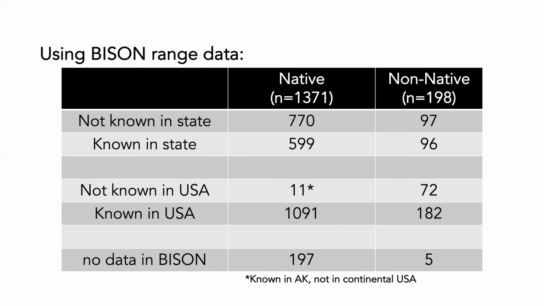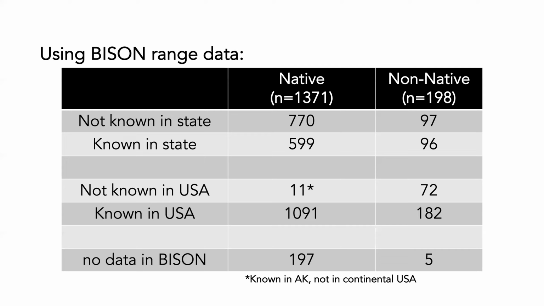Of those nearly 1,400 occurrences, 770 of them were not known to have been in the state. There is no state record in the Bison database. It doesn't necessarily mean it's an old-fashioned state record, but it is something worth looking into. And about 600 were known to be found in the state. This is going back to just looking at the 3 focal taxa.